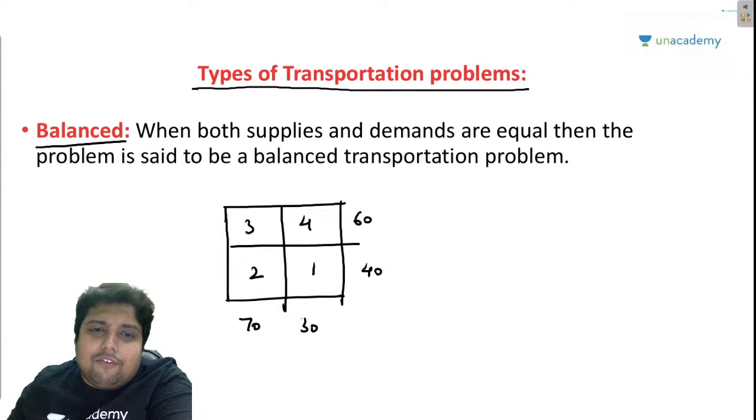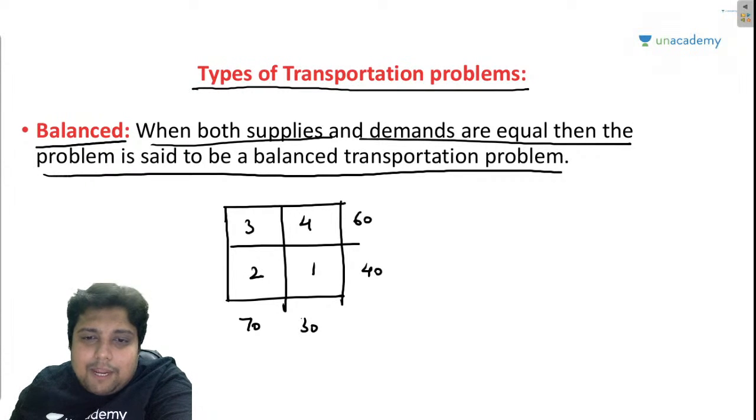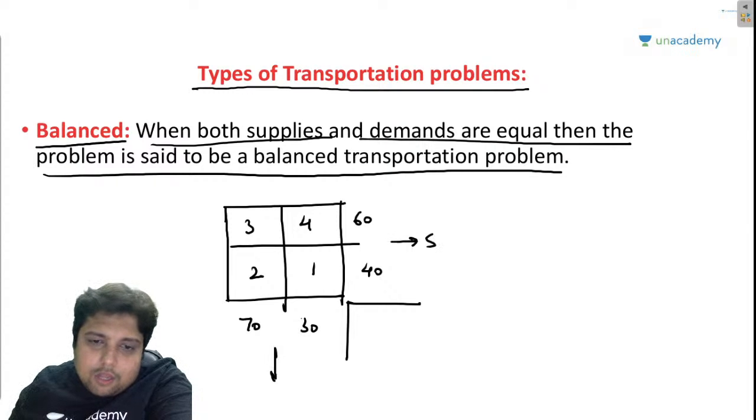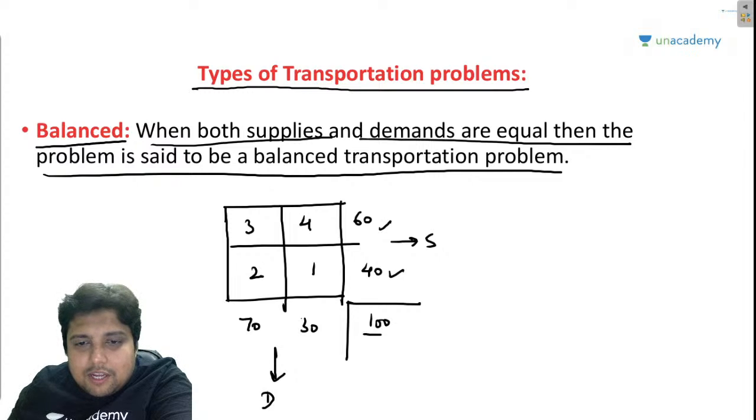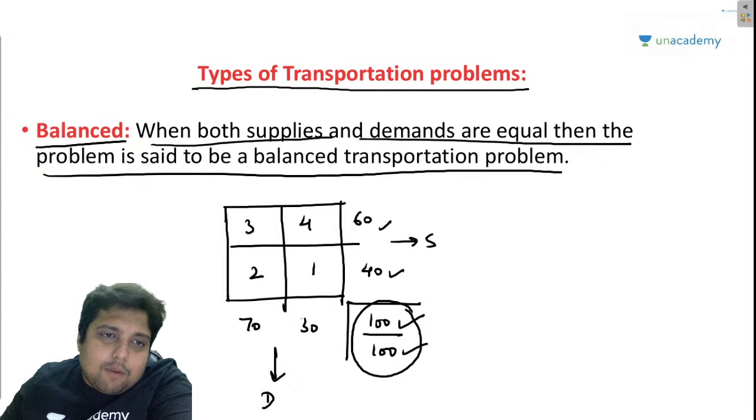Basically, if both the supply and demand are equal, then the problem is said to be a balanced transportation problem. Simply add the total supply and demand. Remember, this is the supply and this is the demand. So we add up total supply: 60 plus 40 is 100. 70 plus 30 is also 100. So the demand is also 100, supply is also 100, and if both are equal, then the problem is said to be a balanced transportation problem.